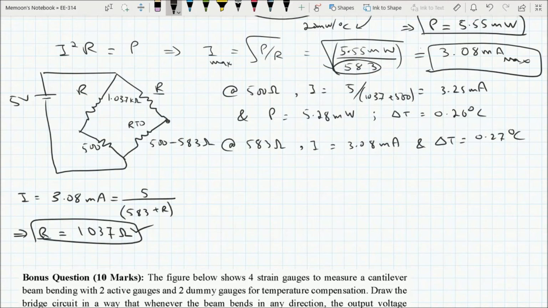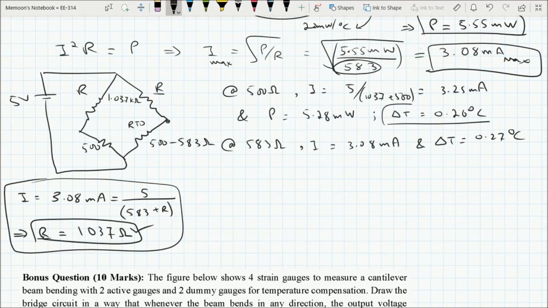And if you don't find the correct values, you have to go back to this step and choose a correct value of R that satisfies your maximum allowed change in temperature due to self-heating. But in our case, luckily, we already calculated R as a correct value.